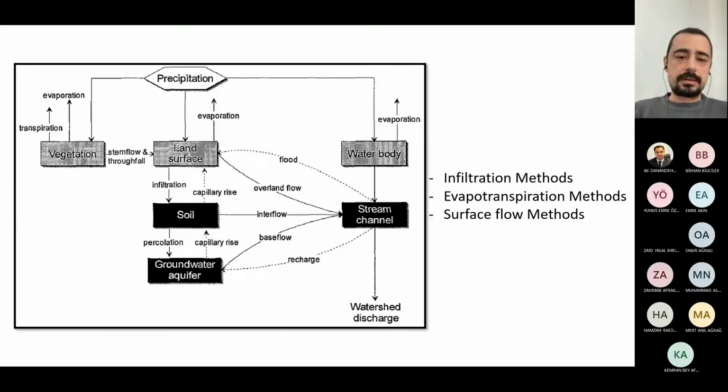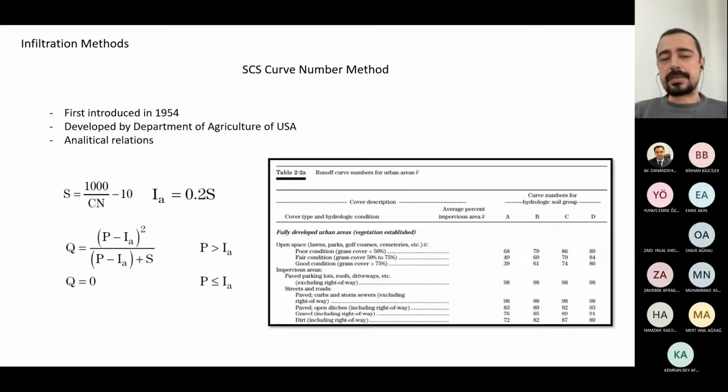All right. On the next slide, there are lots of different methods, and I will not go deep into all of them because it will take a lot of time, but this is one of the most famous ones, the SCS curve number method. We usually use this method for flood analysis, and it was invented by the United States Department of Agriculture.